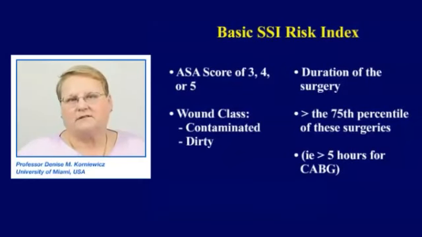If one looks at a basic surgical site infection risk index and one has a high ASA score, one has to look at the duration of the surgery and then the wound class. Note that longer surgical procedures, such as cardiac bypass surgery, lasting 5 hours or greater, have a higher rate of infection because of the length of the surgery and also their wound class. Though they may be clean at the outset, they may become contaminated during the surgical procedure, which can cause a surgical site infection.